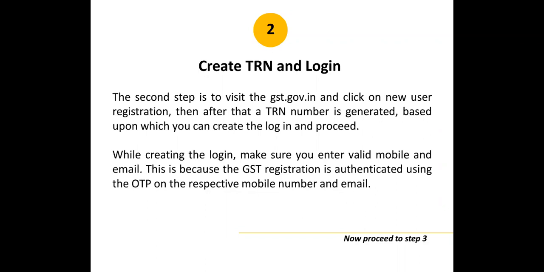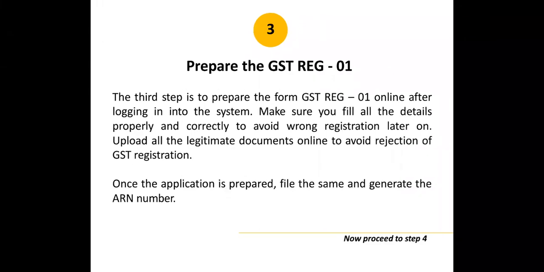Right, third step, that is called as prepare the GST registration. That is number one. The third step is to prepare the form GST registration number one online. After logging into your system, make sure you fill all the details properly and correctly to avoid wrong registration later on. Uploading all the legitimate documents online to avoid rejection of the GST registration.